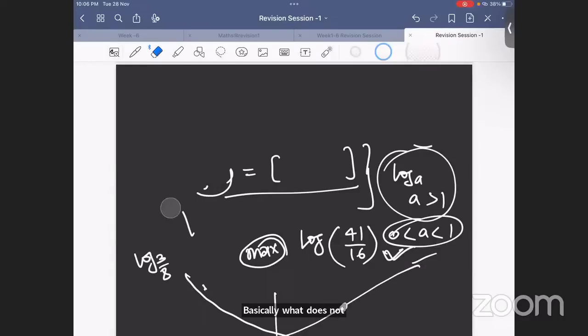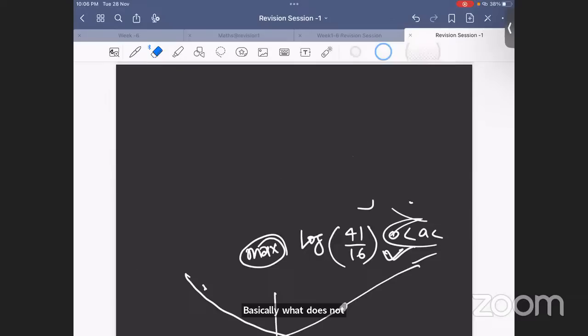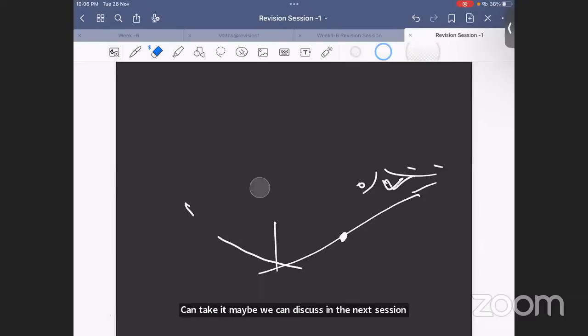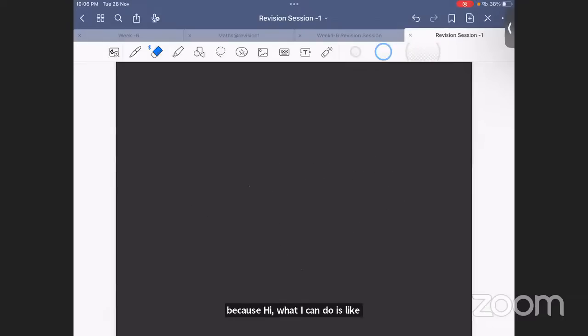Basically, what is not clear? Maybe we can discuss it in the next session. What I can do is tell the question. What is that question? Can you tell me what your doubt is there?